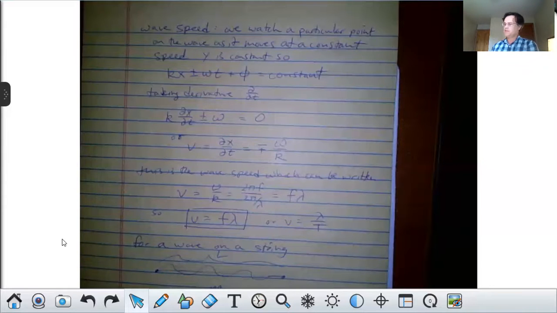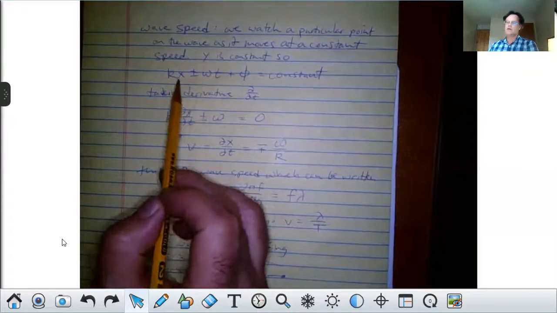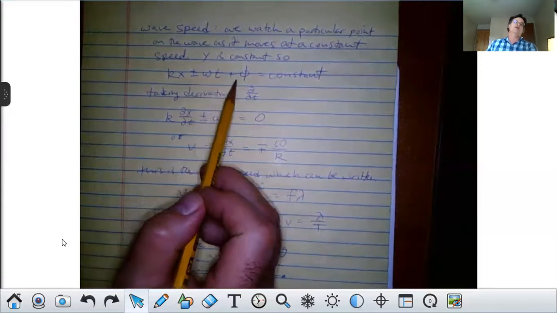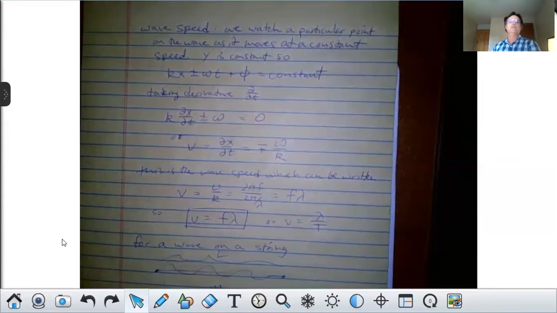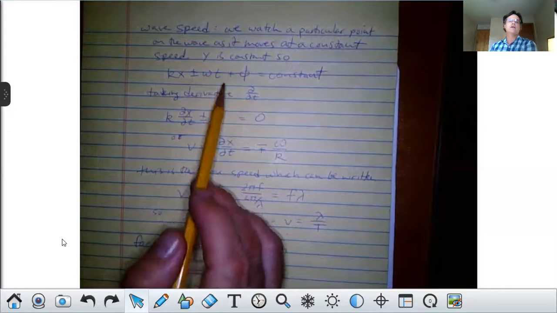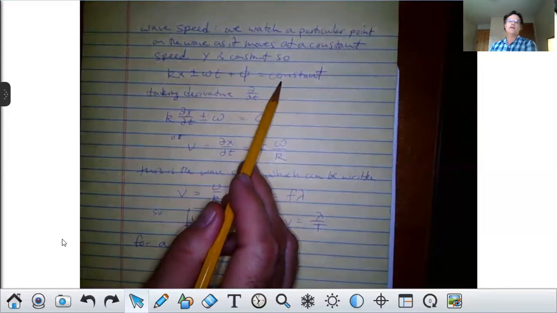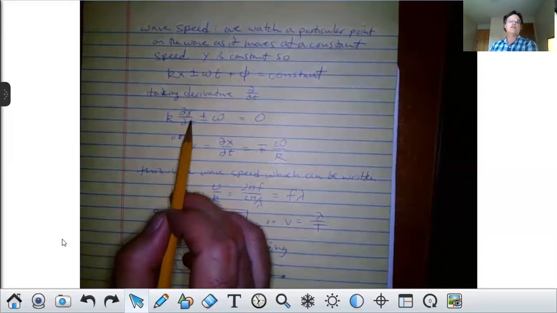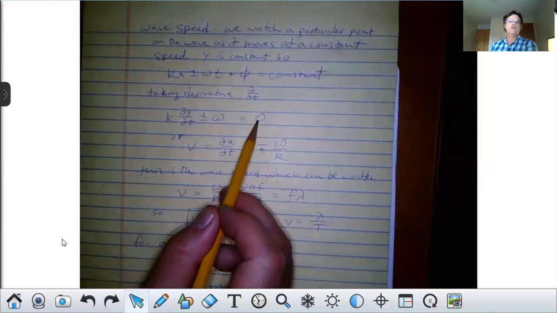Since y is fixed, the phase, the argument of the cosine, is a constant. So I have kx plus or minus omega t plus phi as a constant. Now I can take the derivative with respect to time of this. Well, the phi and the constant are there as constants. They're 0. And I get k dx/dt plus or minus omega equals 0.